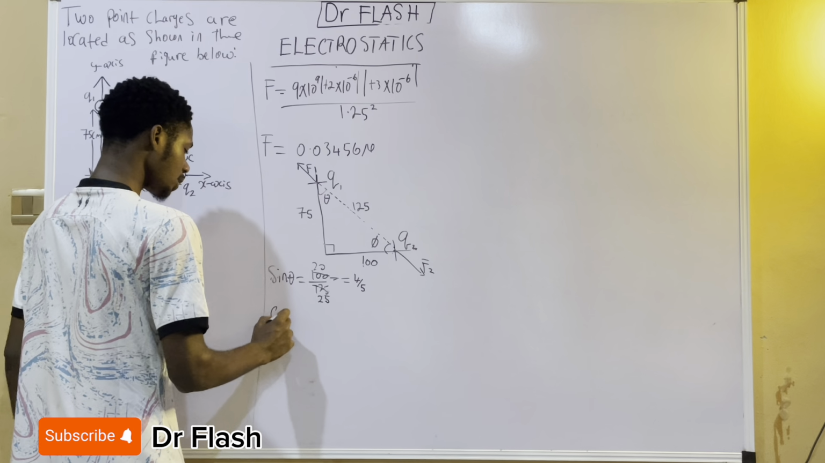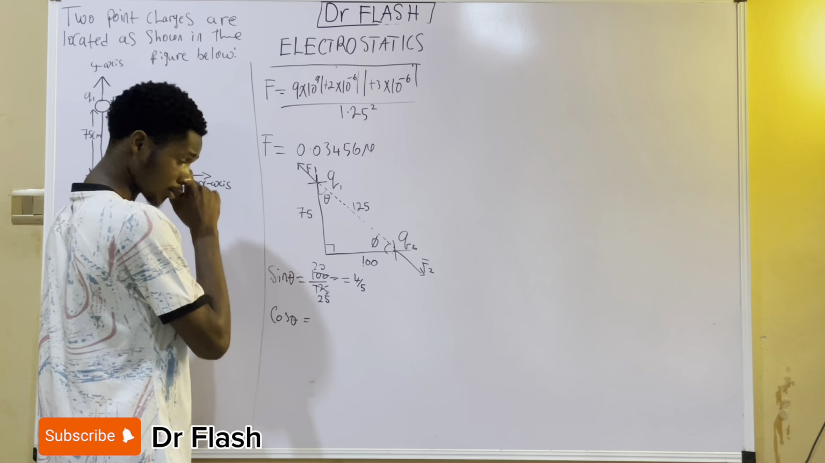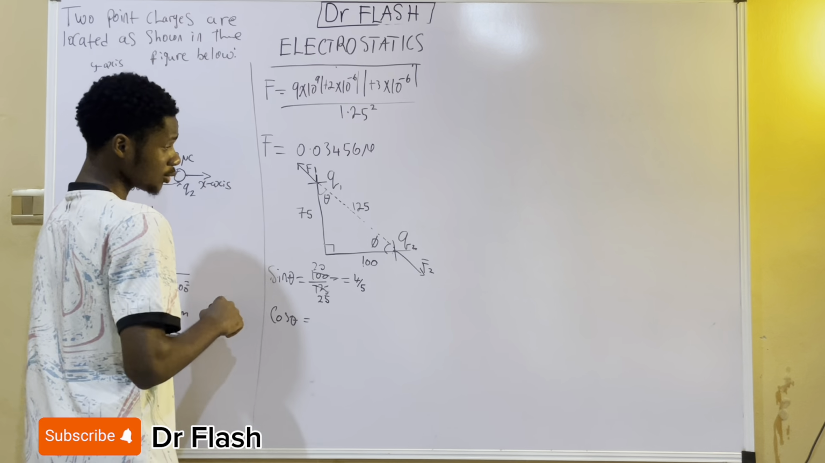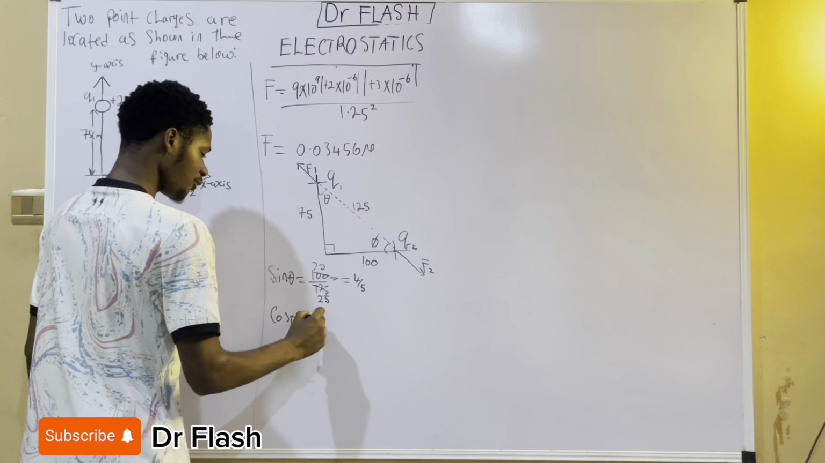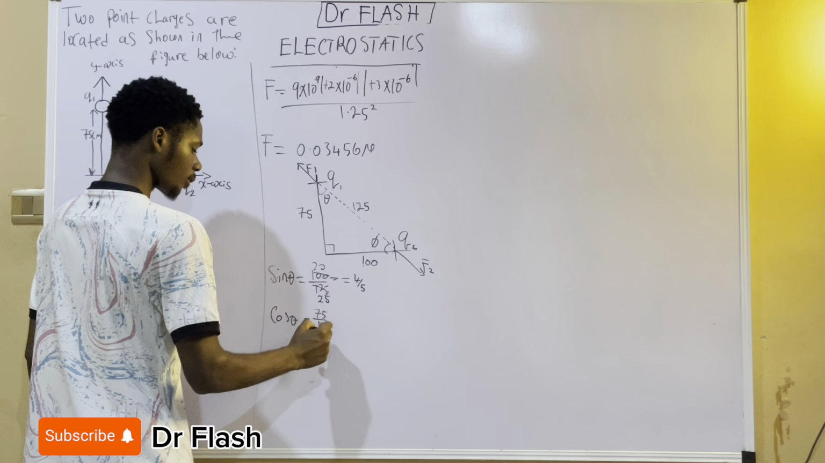How about the cosine of theta? To get the cosine of theta, that's adjacent over hypotenuse. In this case, you have 75 over 125.